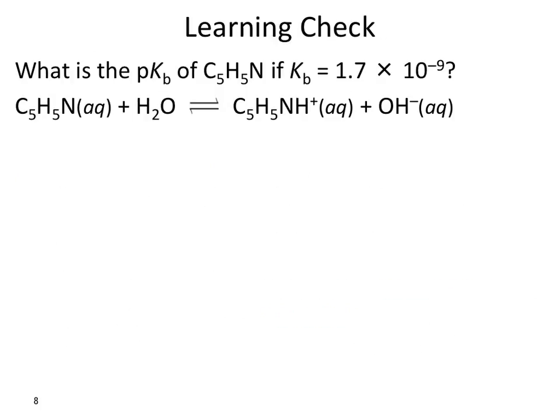So let's have you give this a try here. Why don't you find the pKb of C5H5N? Okay, so what you should have found for the pKb is 8.76. Hopefully you got that. It shouldn't be too hard of a problem.